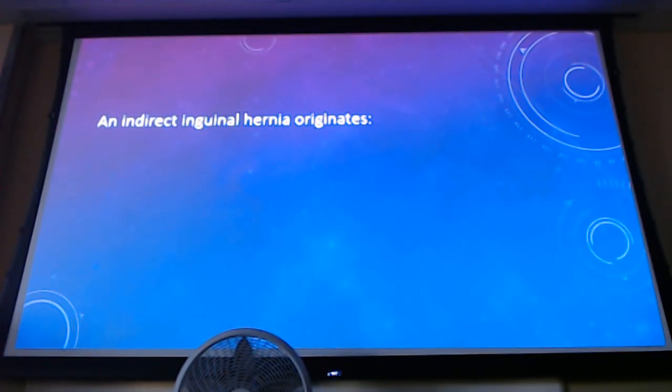All right. Any questions on the first three? So like any questions on minor procedures, anesthesia, and thoracic? Okay, let's move on to hernias. An indirect inguinal hernia originates where?